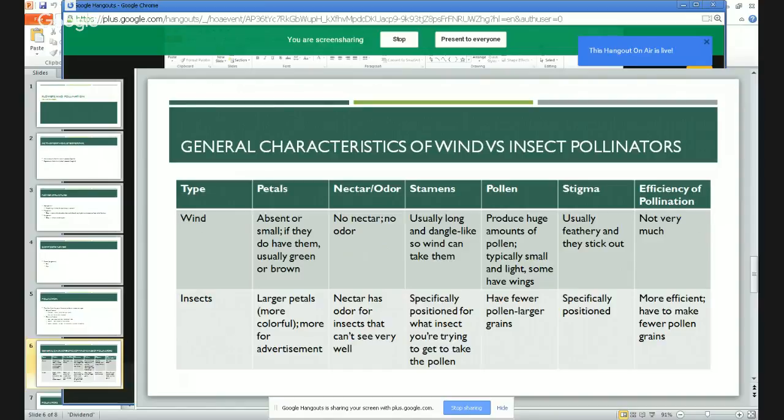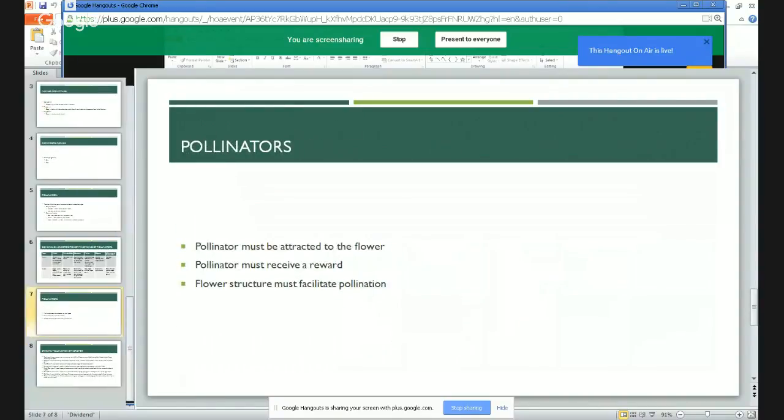I believe I have a table here. If you flip a little bit more on your stuff, it just kind of goes over some pollinators here. So we're going to go into these in just a second. I guess I'm getting ahead of myself.